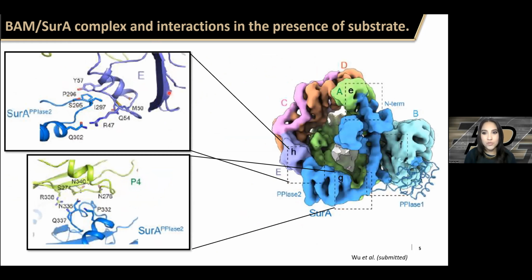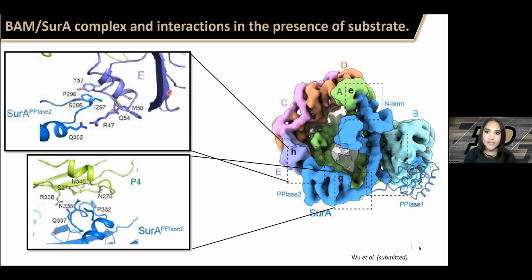Now, I was interested in determining whether these interactions are also possible in the absence of a substrate. And if SurA is able to interact with the BAM complex in the absence of a substrate, what would this conformation look like? Is it different from the previous structure? And how does it affect the dynamics of the BAM complex?